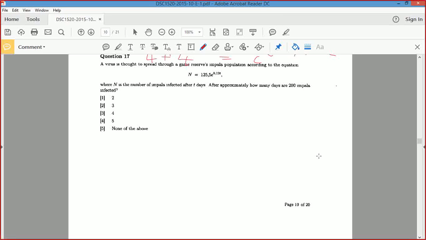Next, 17. Do you like? Yes, you just put it in there. Good. So it's going to be 125.5 and 0.12.